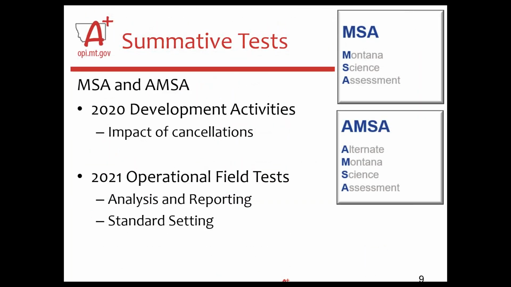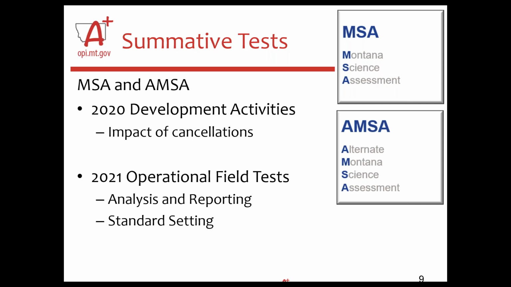The other two summative tests for science that we manage out of our office are the MSA and the AMSA. For both of these assessments, development activities took place throughout the 2019-20 school year. Items were developed by the test vendors, then reviewed by the OPI state team and by Montana educators. And we were all set to go. The test window opened as planned on March 16th, and of course, that's the same week schools closed. So no students were able to take the MSA or the AMSA. This means that we don't have any data for those assessments yet.